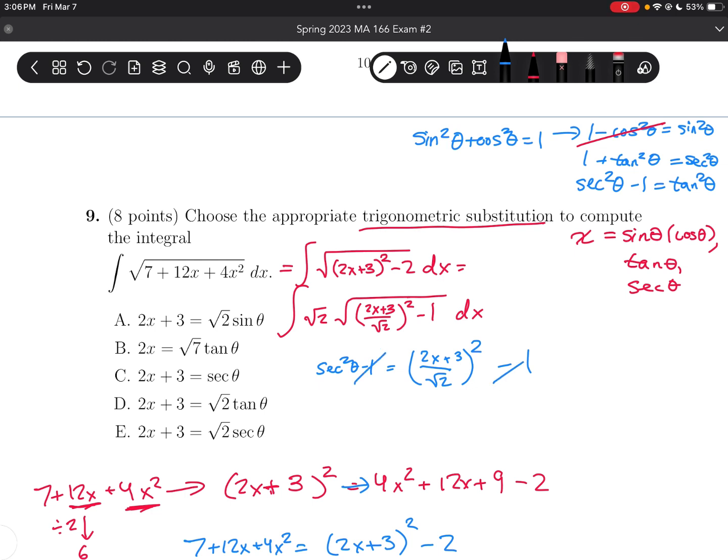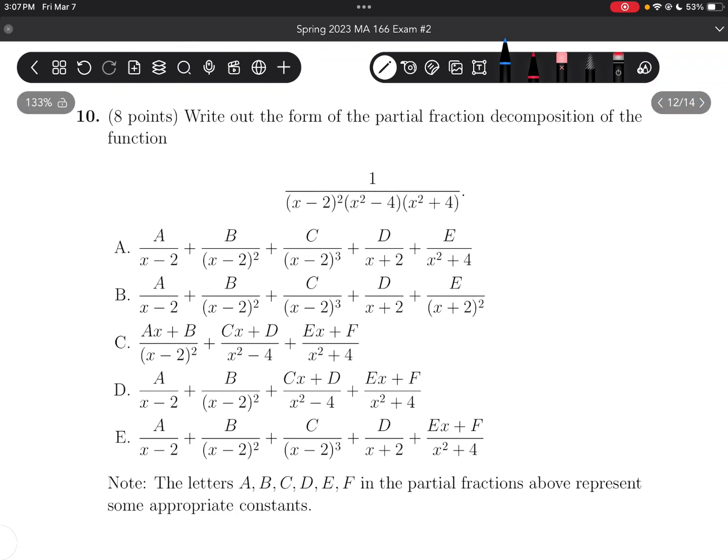Now I can cancel this negative 1 here, and we can also take the square root of both sides. So I get secant theta is equal to (2x plus 3) divided by root 2. And if I multiply both sides by root 2, I get 2x plus 3 equals root 2 times secant theta. So that means the correct answer to problem 9 is E. Alright, moving on to the next question.